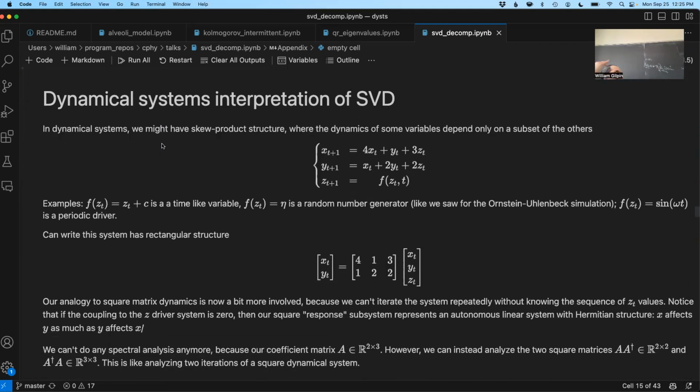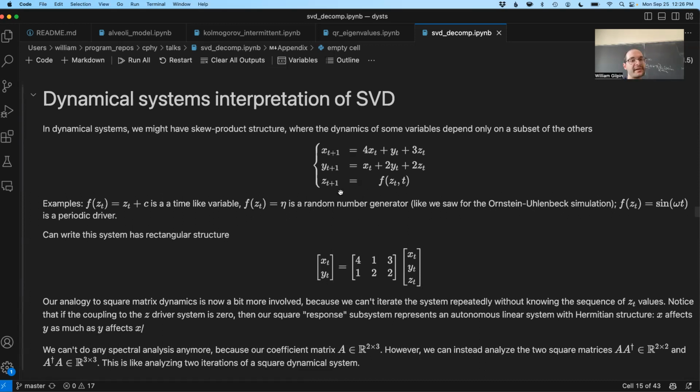So there's a way you can think about this in terms of a type of system called a skew product system. There exist types of systems where I have variables whose values update based both off of their own values and off of external values. This is an example of a skew product system. The thing to notice here is that x_t updates on x, y, and z, y_t updates on x, y, and z, but z only updates on itself.